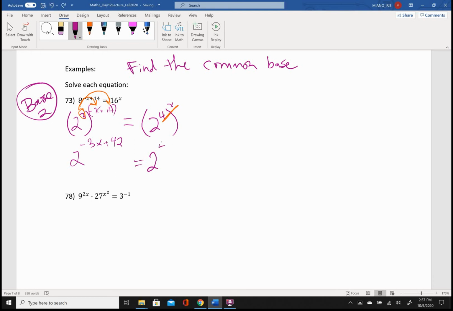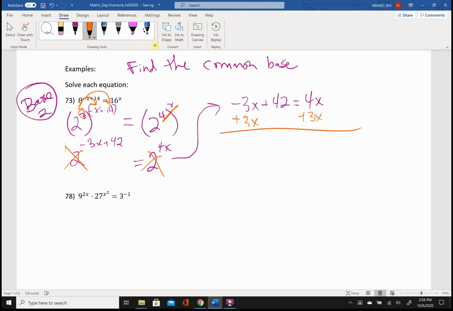All right, 4x. Now that the bases match and everything in the exponent space has been simplified, we can actually cross out those bases and set the exponents equal to one another. Negative 3x plus 42 equals 4x. And now it couldn't be easier as far as solving this equation. We're going to add 3x to both sides. It's going to be 42 equals 7x. Divide both sides by 7, and you're going to get x equals 6. Final answer there.